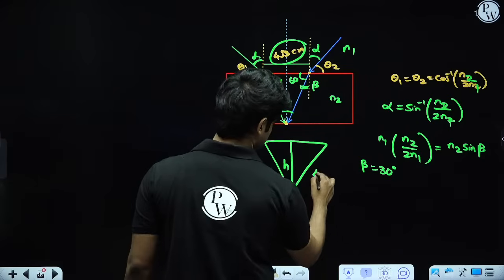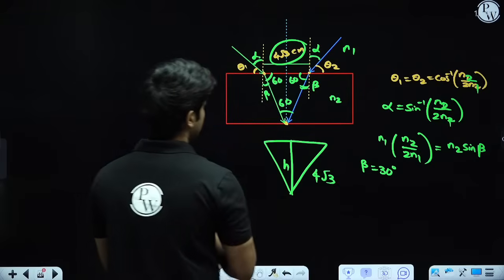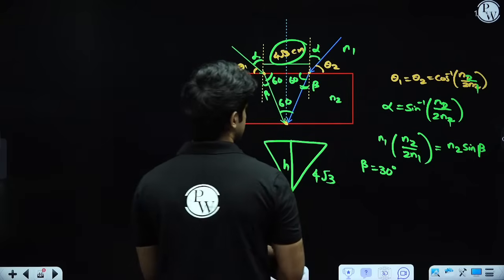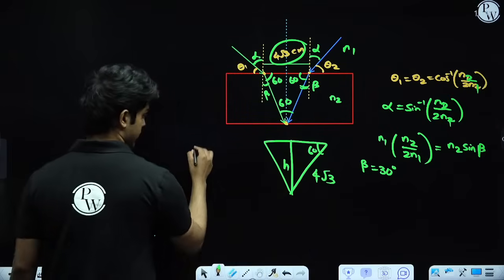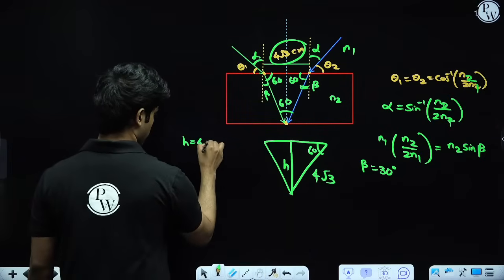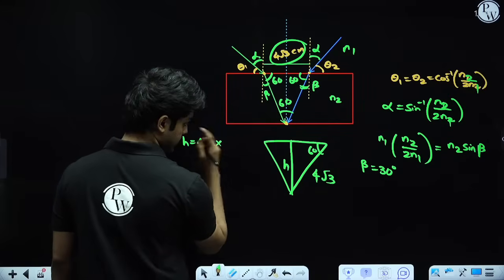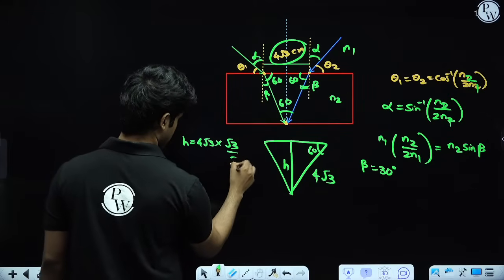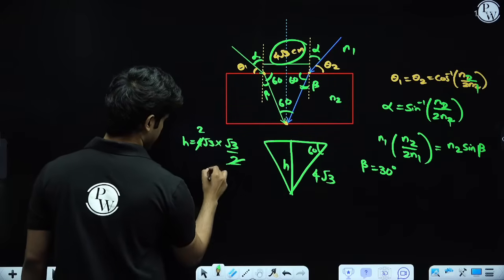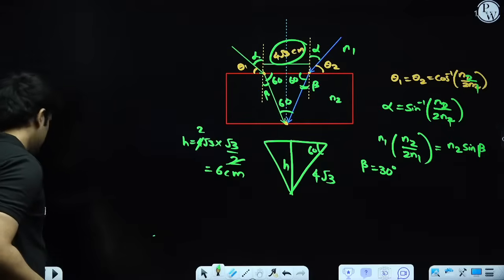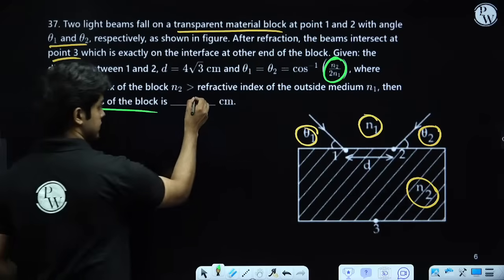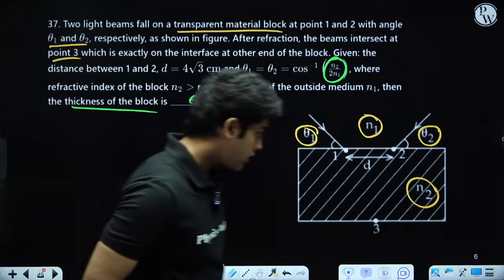So this side length is 4 root 3, and this is 60. So h is 4 root 3 sine 60, which is root 3 by 2. So this will be 3 2s are 6 centimeters. 6 centimeters. All right.